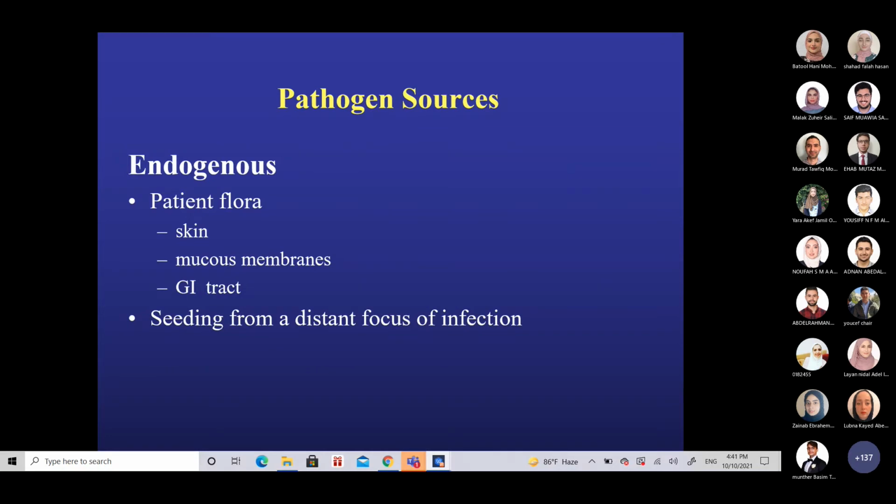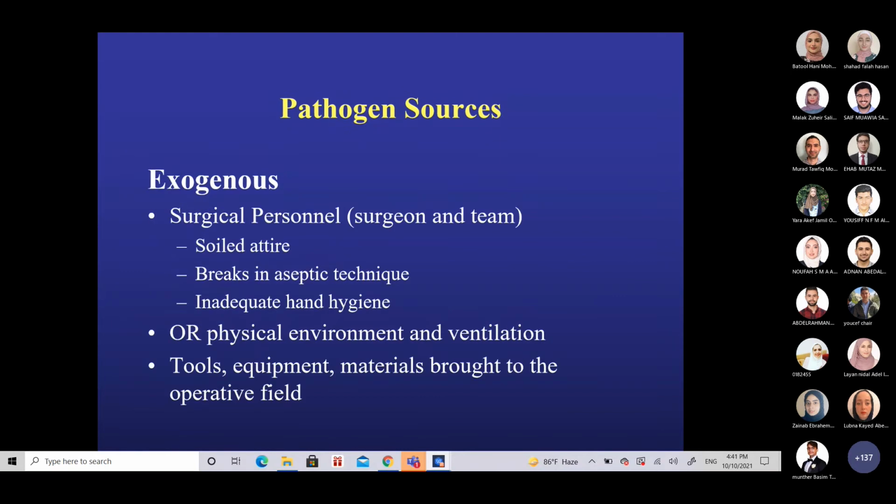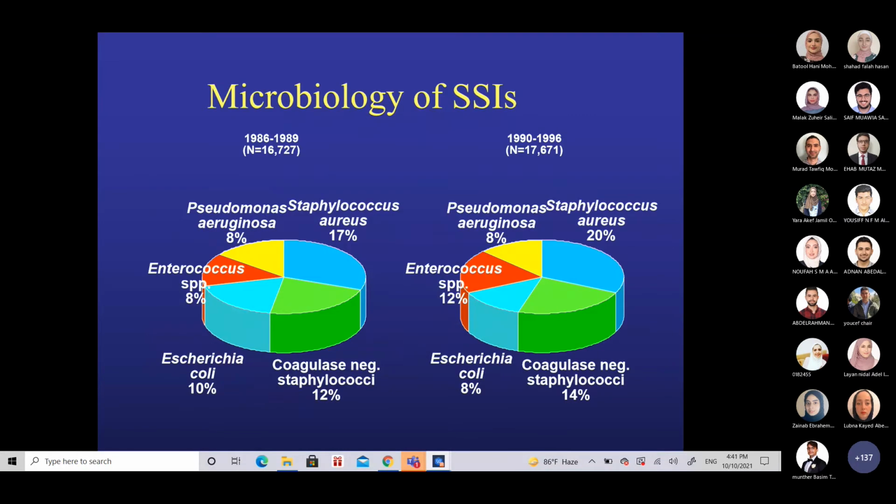What are the pathogen sources? You should know that we have two major sources: either endogenous, from the patient himself, meaning the flora of the skin, mucous membranes, or the tracts that we enter during surgery, or exogenous, from outside his body, like the surgical personnel, the instruments, inadequate hygiene, and so on.